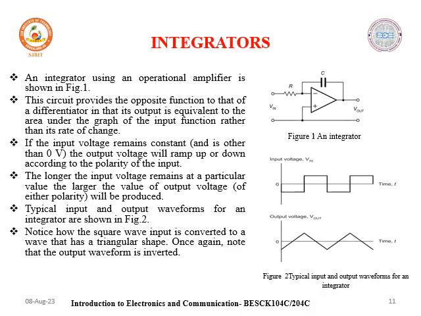Next we move on to the integrator. An integrator using an operational amplifier is shown in the figure. In this figure we apply the input to the inverting terminal through a resistor R. Then we use a capacitor to give the feedback. This circuit provides the opposite function to that of the differentiator, in that its output is equivalent to the area under the graph of the input function rather than its rate of change.